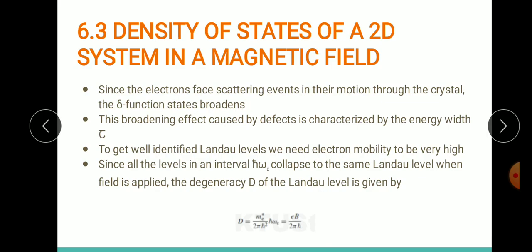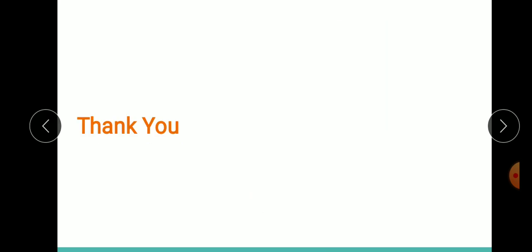Now, since all the levels in the interval are multiples of h omega c, they collapse to the same Landau level, and the degeneracy of the Landau level is given by this equation. You don't have to study the derivation of such equations, just have to note it, right? So that's what we have seen in this section.